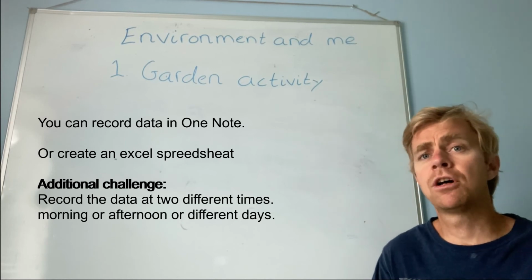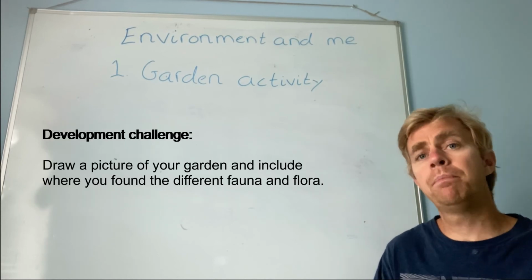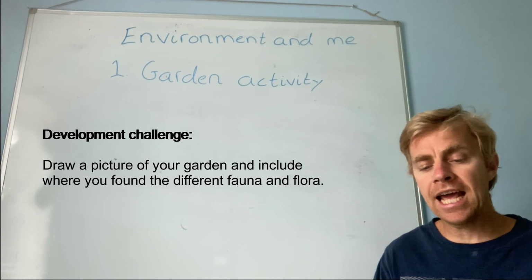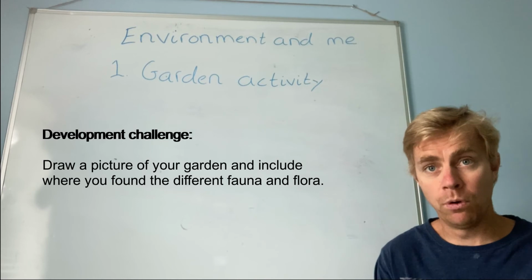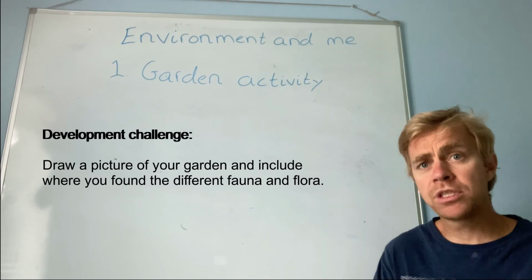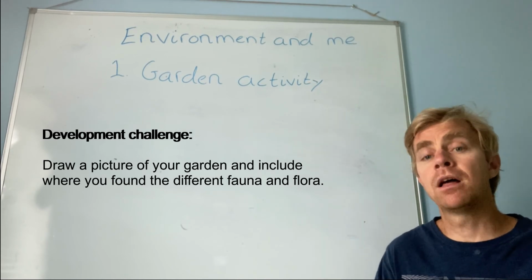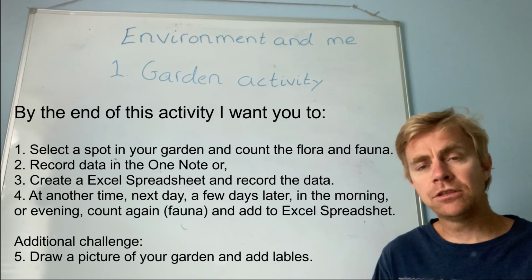Another additional task I would like you to do is to draw a picture of your garden and add where you found the different types of fauna and flora. Fauna being the animals, which also includes the insects, flora being the plants. And where did you find them?